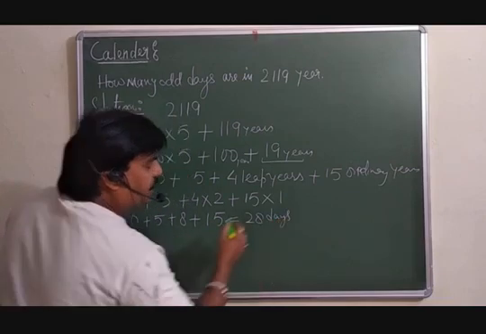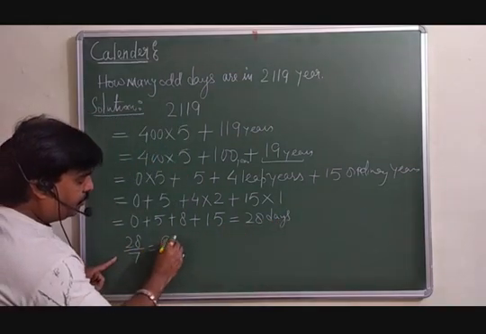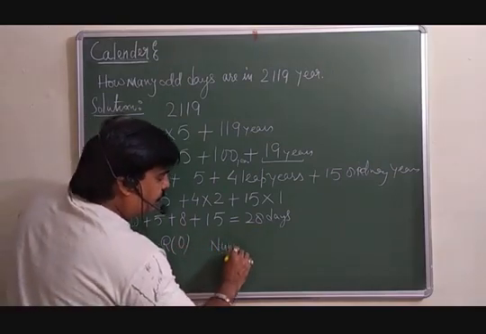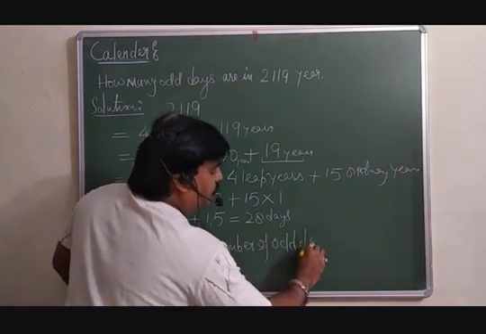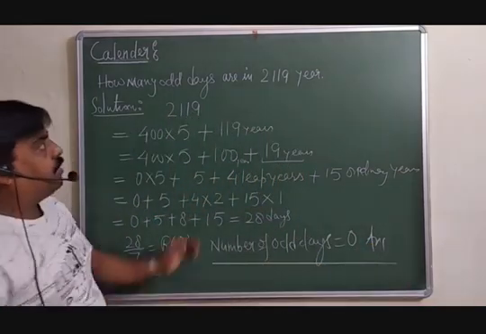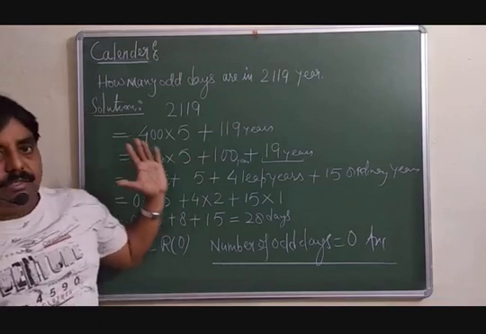Now you must divide this by 7. So 28 divided by 7. So your remainder will be what? 0. So the number of odd days in this year will be 0. And that is your answer. So you can calculate the number of odd days of any year by using this.